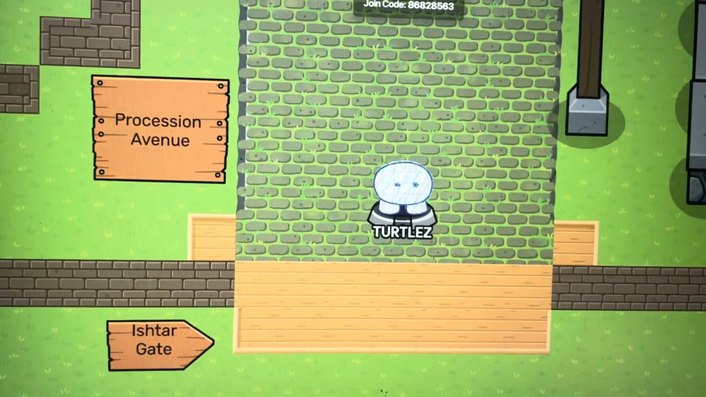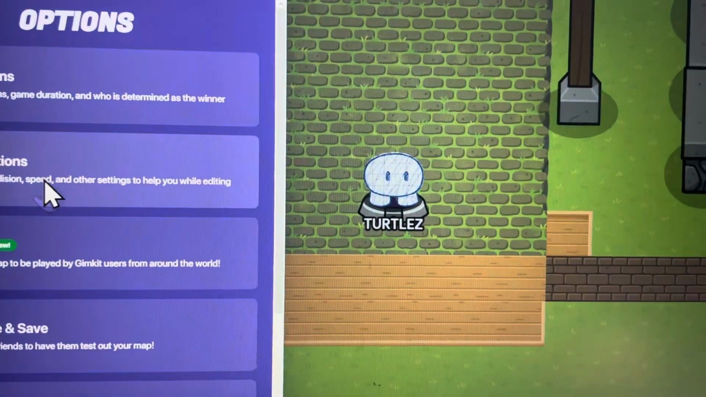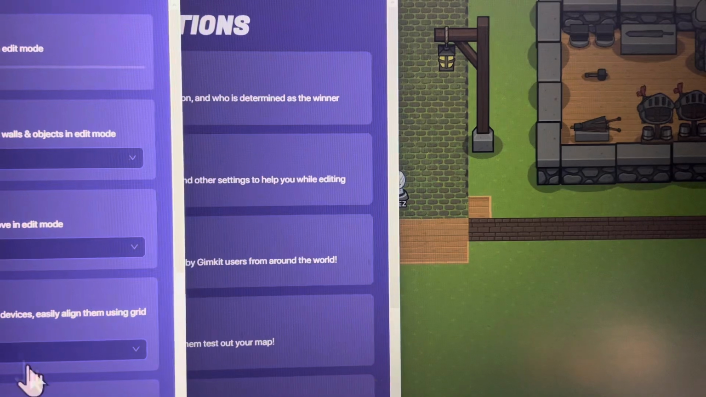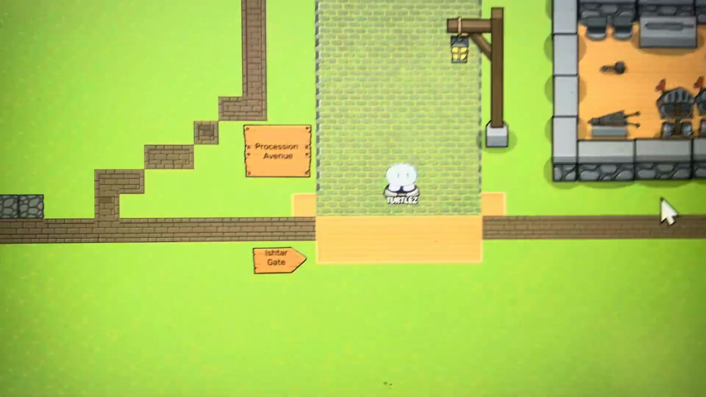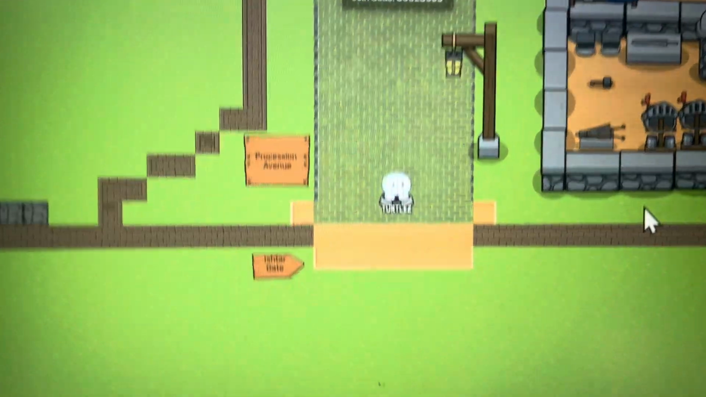Hey, welcome to my Gimkit 3D map project. This is a video of it.